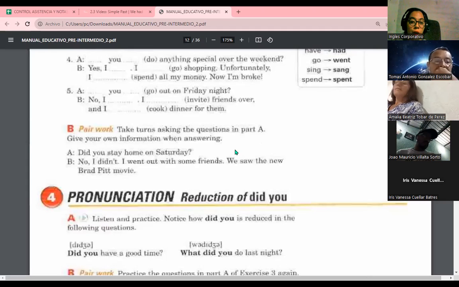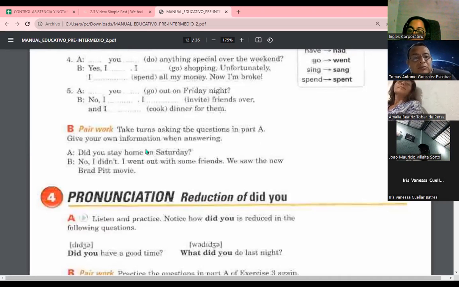Muy bien, ahora dice, take turns asking questions in part A, for example, give your own information when answering. Did you stay home on Saturdays? ¿Qué me responden ustedes? Miren, acá también hay otra forma de responder. Eso les quería mencionar cuando dijimos, teacher, acá estaba correcto. Incorrecto si no volvemos a poner el didn't. Hay otra cosa de decir no, porque fui a tal lugar. Miren, acá. Did you stay home on Saturday? No, I didn't. I went out with my friends.